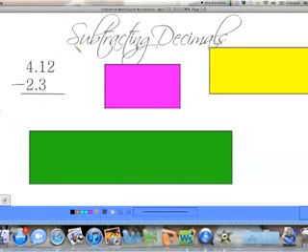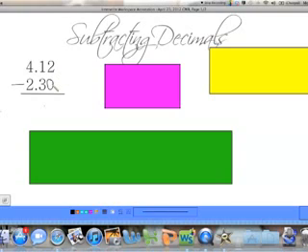Alright, let's get started practicing subtracting decimals. Subtracting decimals is very similar to adding decimals, just like subtracting fractions is very similar to adding fractions. The steps are almost exactly the same. First, you have to make sure that your decimal points are lined up. And once your decimal points are lined up, you just subtract like normal. Wherever there's an open space, you can use 0 as a placeholder because 0 doesn't change the value.